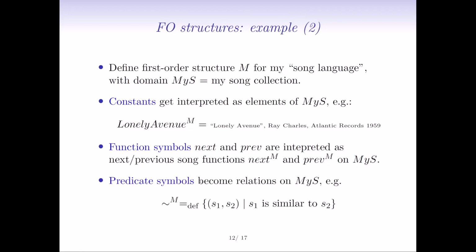And predicate symbols become relations of the appropriate arity on my song collection. So, for example, blues^M will be the set of all songs in my S that have the genre blues, and this tilde symbol will get interpreted as tilde^M, which I'm defining to be the set of pairs of songs S1 and S2, such that S1 is similar to S2. So a way of writing a binary relation is just as a set of pairs, all the pairs of things that belong to that relation.